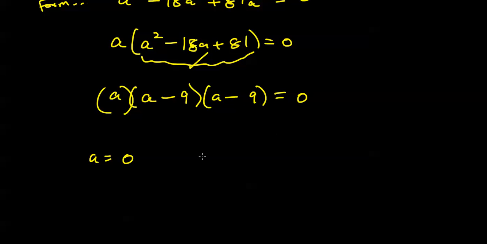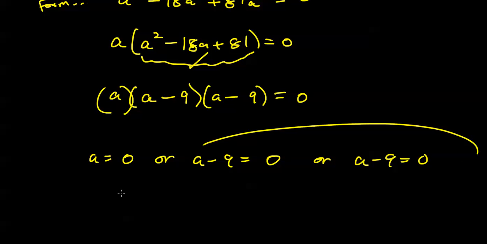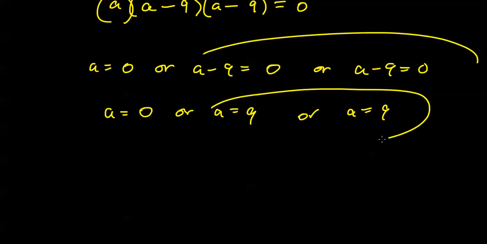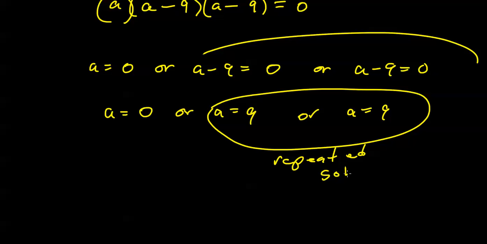A is a factor, so a equals 0 is a solution. Or a minus 9 equals 0. Or a minus 9 also equals 0. And of course, these two are the same equation, which results in what our book would call a repeated solution of a equals 9. Alright, now I don't insist that you write the solution a equals 9 twice. I just want you to be aware of the fact that sometimes you can have a repeated solution in these problems here. The repeated solution is a equals 9.